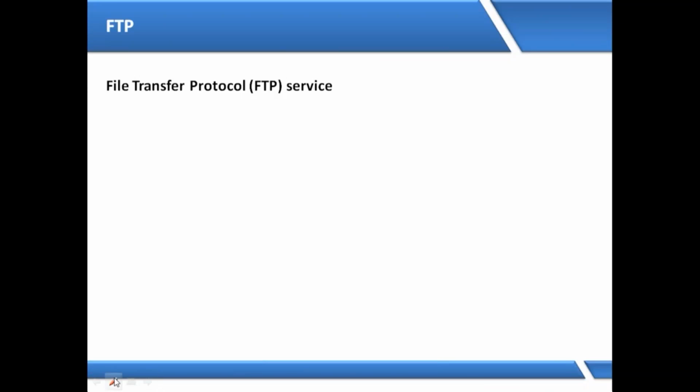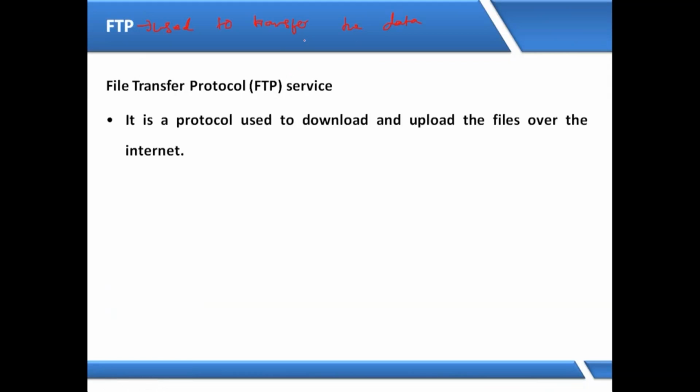So FTP is basically used to transfer the data. This transfer means sharing of the data. FTP is a platform independent service, so it can be configured on any OS, whereas IIS is platform dependent. So FTP service is used to transfer the data.